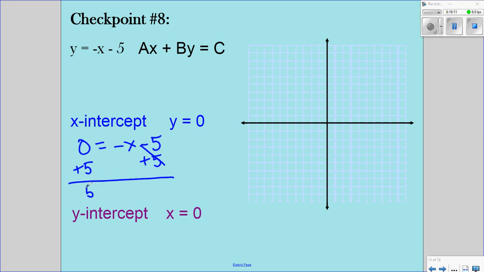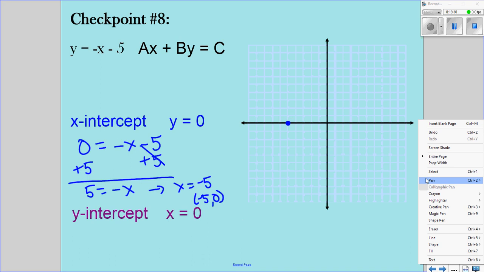So then I have 5 equals -x, and then when I divide by -1 on both sides, this will give me x equals -5, and I'll have -5, 0. So I'm going to plot that first. 1, 2, 3, 4, 5, 0.